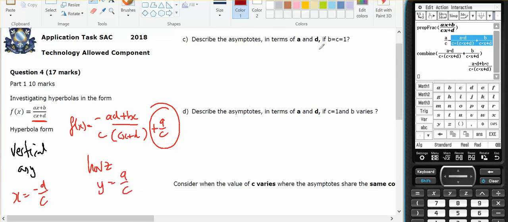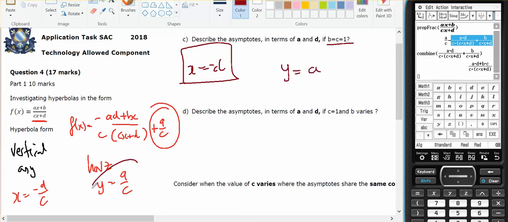So to the first question, if B and C were 1, so I've got x equals minus D as being one asymptote, and y equals A as being the other asymptote.